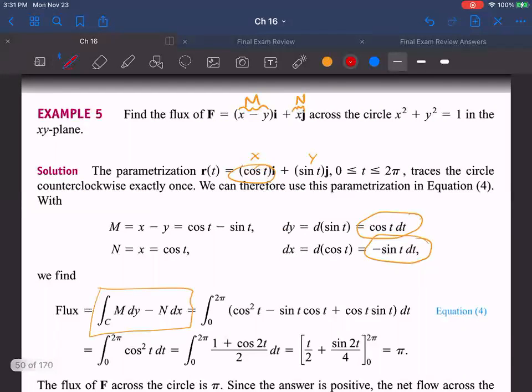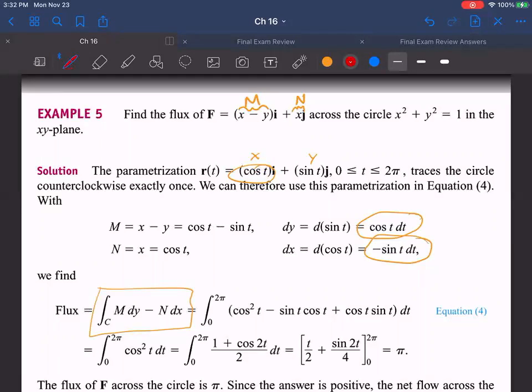Here's an example. It says find the flux of F. So that x minus y i is M, and that other x with j is N, across the circle x squared plus y squared equals 1. So here we're just going to go through with our parameterization. r of t is cosine t i plus sine t j. That takes us around a circle, from 0 to 2 pi. That's the path we're going around, and it traces the circle counterclockwise exactly once.